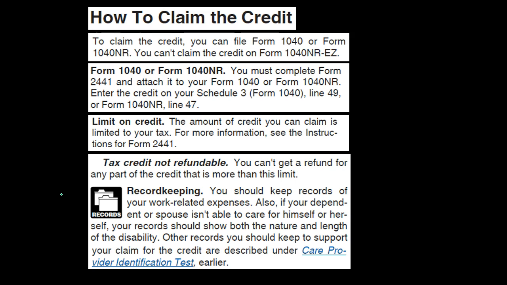Record keeping. You should keep records of your work-related expenses. Also, if your dependent or spouse isn't able to care for himself or herself, your record should show both the nature and length of the disability. Other records you should keep to support your claim for credit are described under care provider identification test earlier. Note that, of course, we do want to keep the information, not necessarily so that we can fill out the return, but the IRS could audit the return.